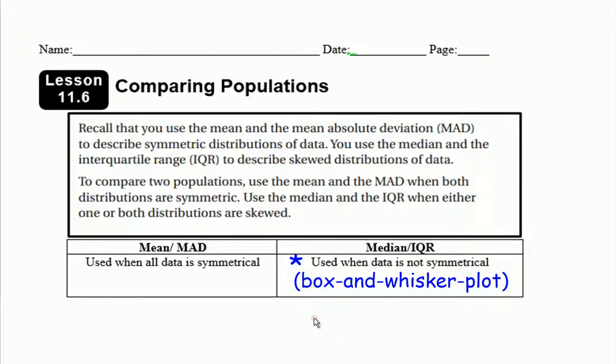Because when we have box and whisker plots, this is the only information we can get from a box and whisker plot. I can't get the mean from a box and whisker plot. I can only get the median, and then I can also get the interquartile range because our box and whisker plots have quartiles on them. Makes sense, right? All right, pause the video if you need to write this down. If not, we're moving on to the model problem.